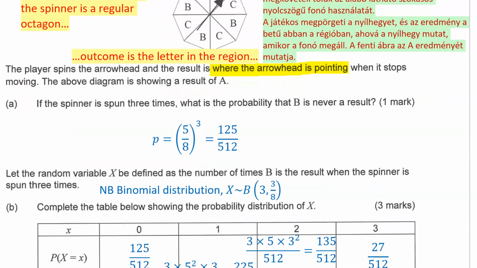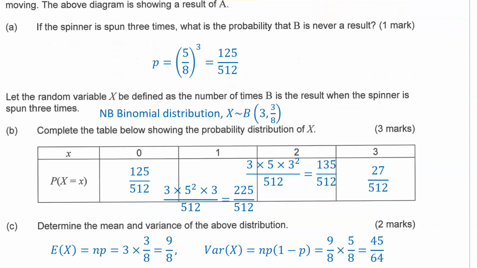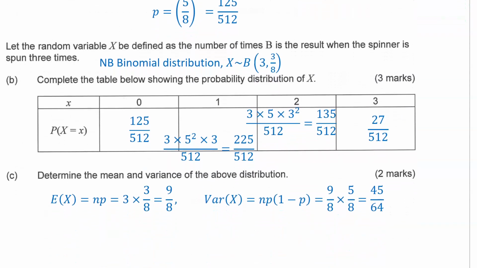So part B, where are we? Here we go. So we've got down to here. Let the random variable x be defined as the number of times B is the result when the spinner is spun 3 times. So there's no real mark here for noticing that it's a binomial distribution. n is 3 and the probability of success, so now we're after getting a B, that means the probability is 3/8.